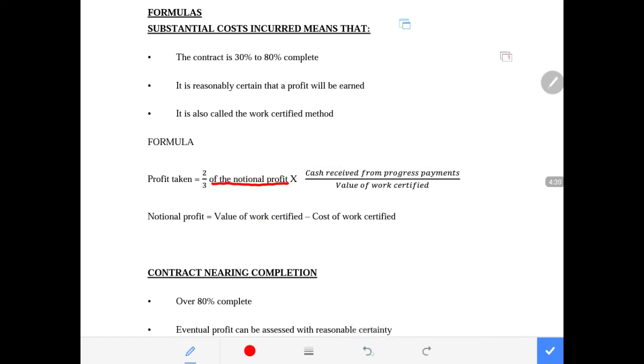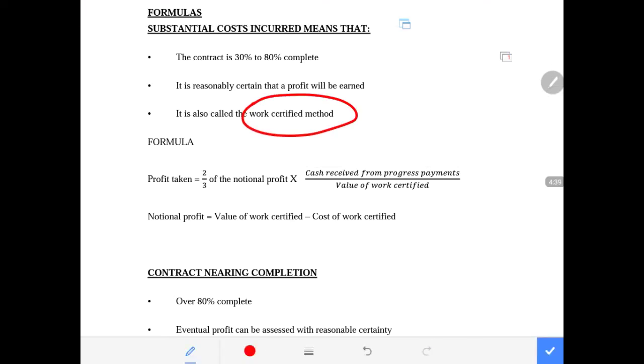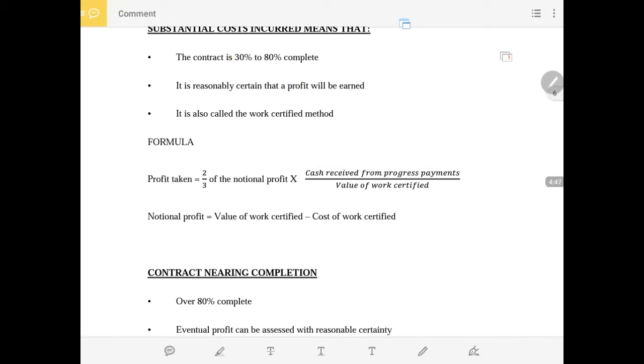So that's what is called the notional profit in terms of contract costing, when the work certified method will be used to calculate the profit, meaning when the project is between 30 to 80% in terms of the progress or stage of completion. So this is the information that you need to master. You must know this formula by heart. It's not a difficult thing.